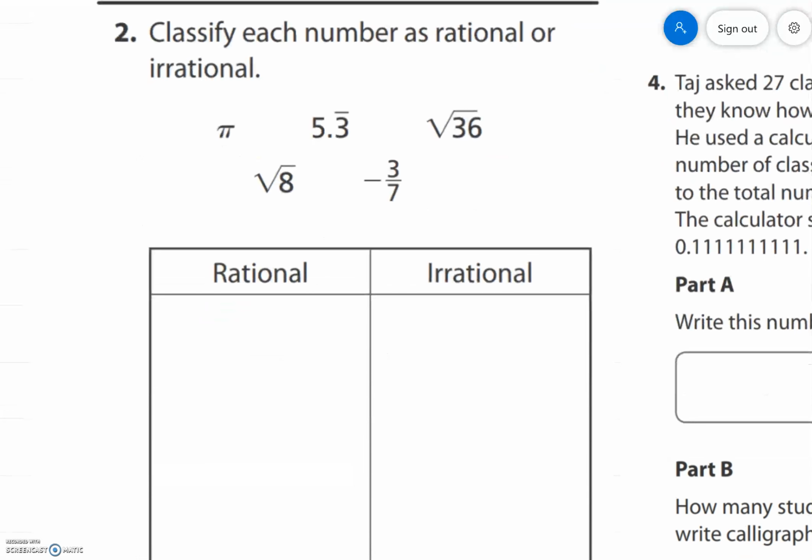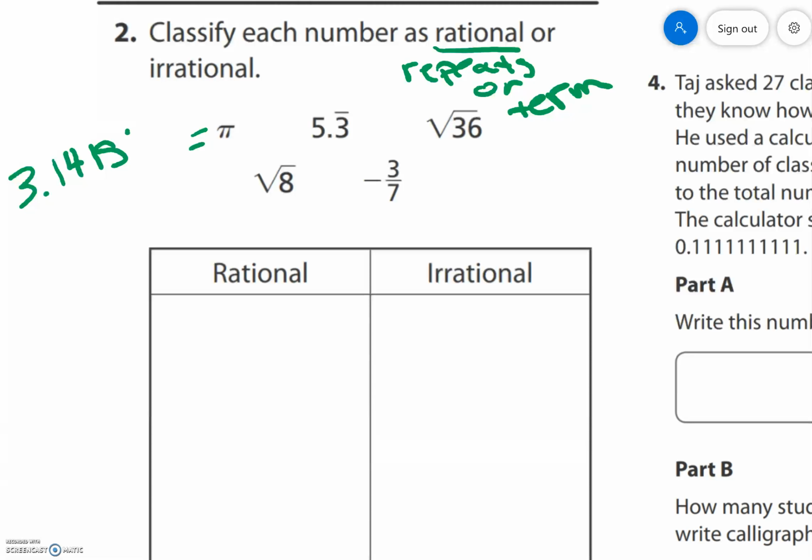Number 2, classify each number as rational or irrational. Remember, rational means it repeats or terminates. Irrational does not. So pi is equal to 3.141592654. Keeps going. Does it repeat? Nope. Does it terminate? Nope. So it is irrational.